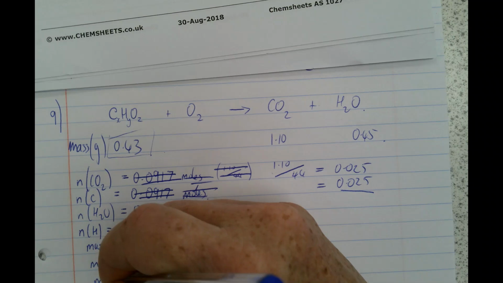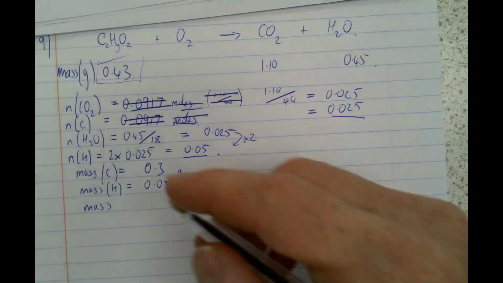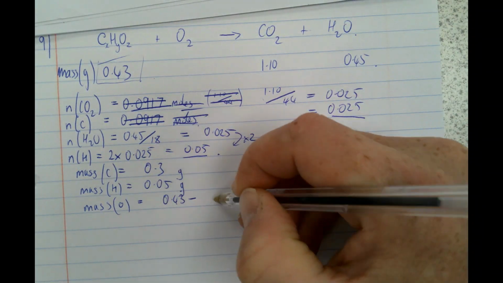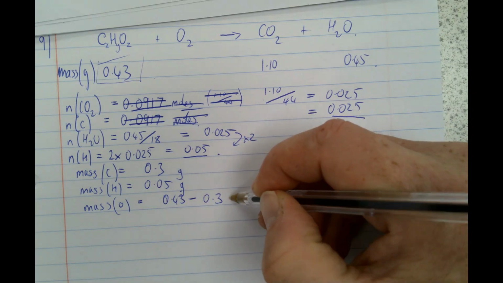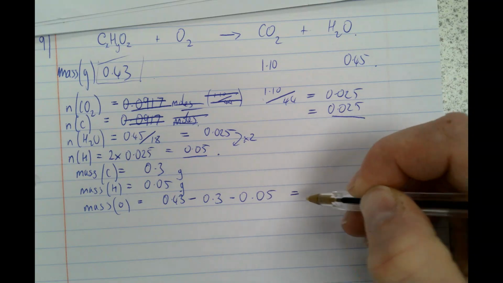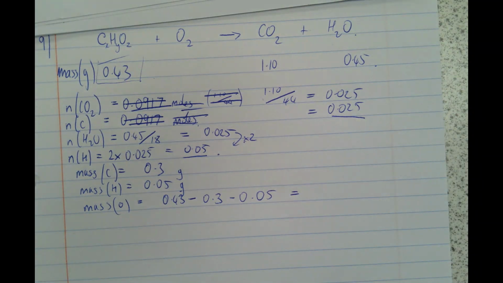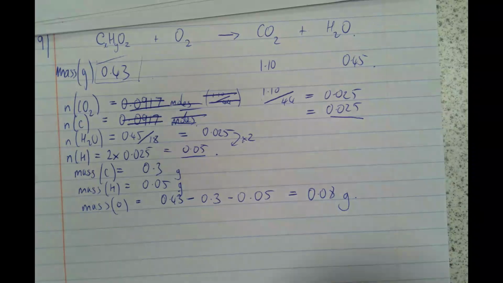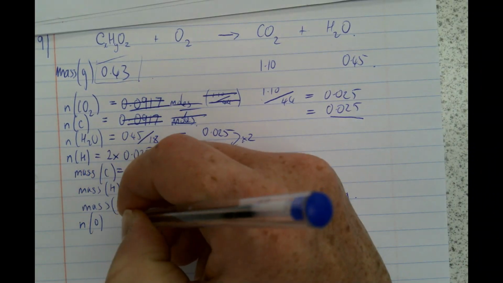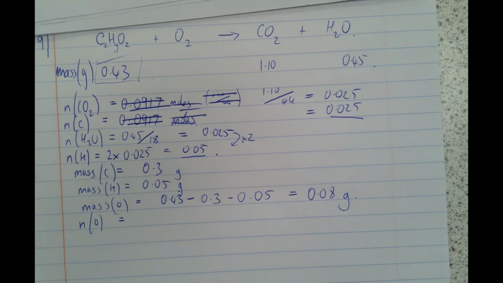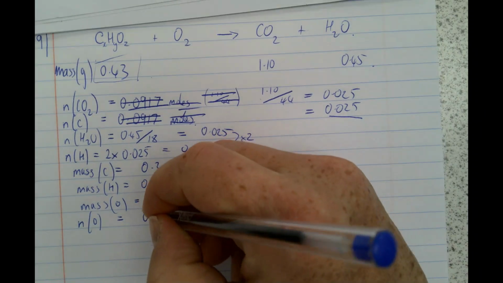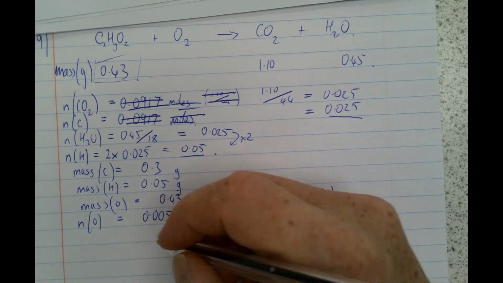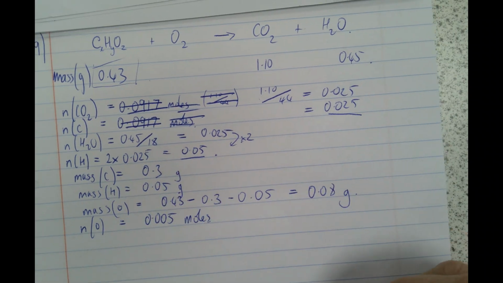The mass of oxygen, therefore, is equal to the mass of the compound, which is 0.43, take away the mass of carbon and take away the mass of the hydrogen. Right. And that comes to 0.08 grams. And so that means we can work out the moles of oxygen. So we're getting there now. So the number of moles of oxygen is equal to 0.08 divided by 16, which is 0.005 moles.